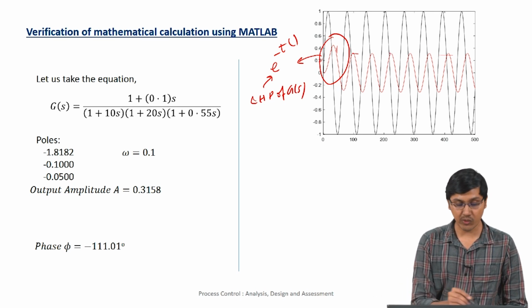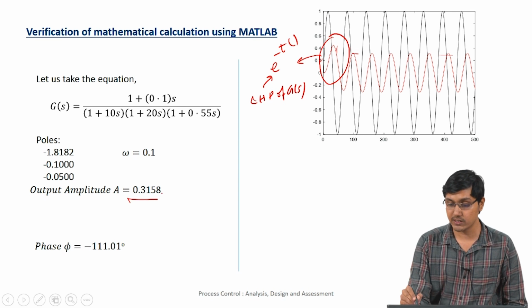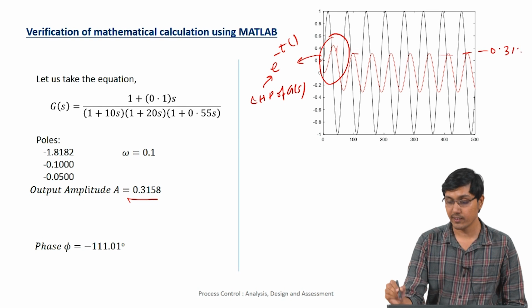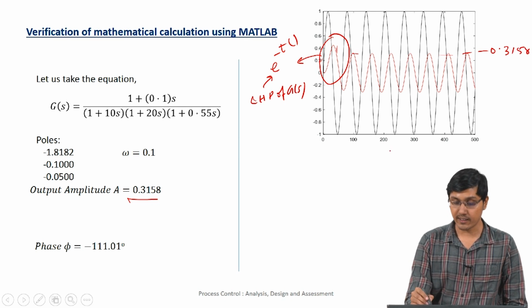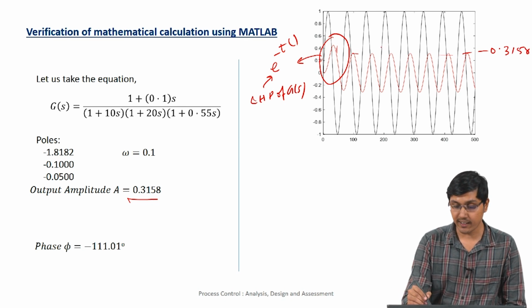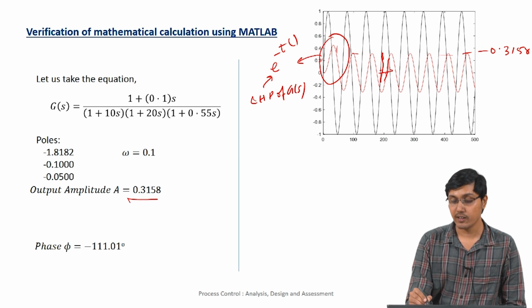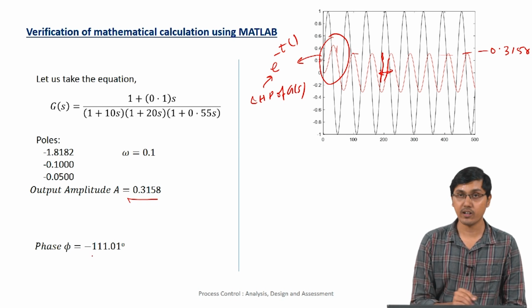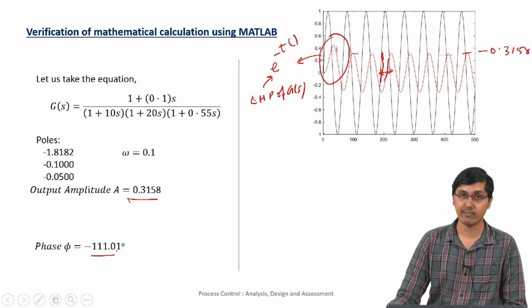So what this A will predict is the value of this thing, and we can see this is actually 3.3158, and if you see the phase lag, we can also see that this is the input form and this is the output of the system. So the difference between these two, the time period between these two, will contribute to the phase lag of minus 111 degrees.